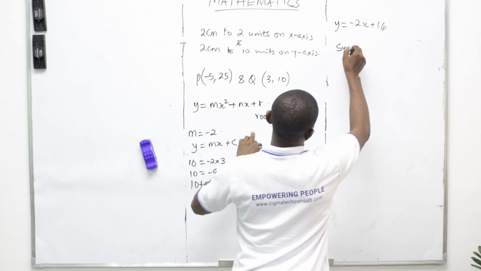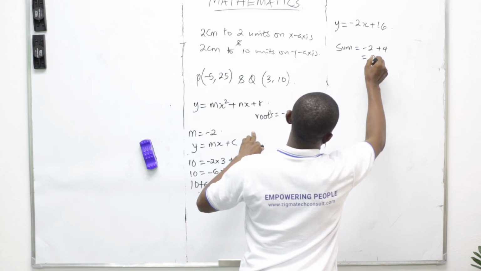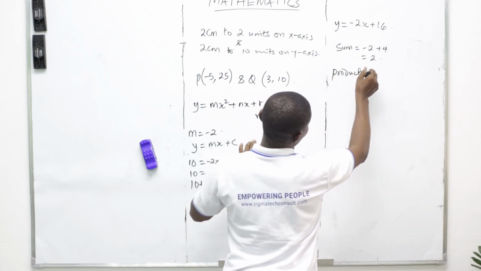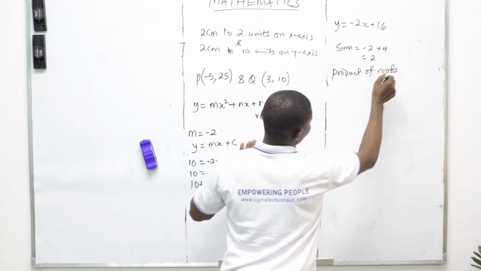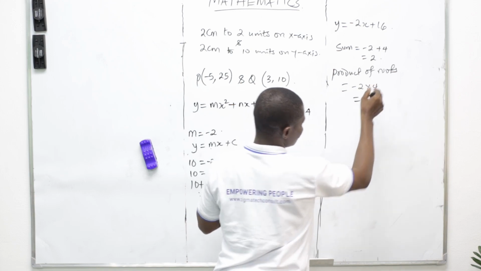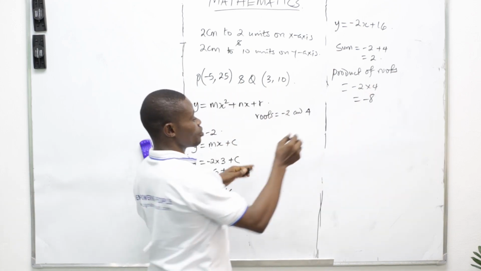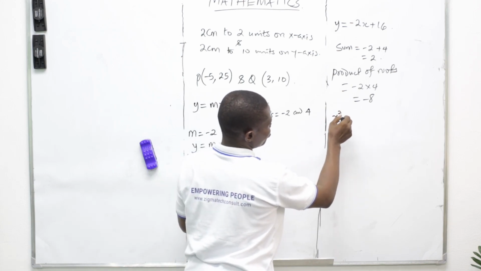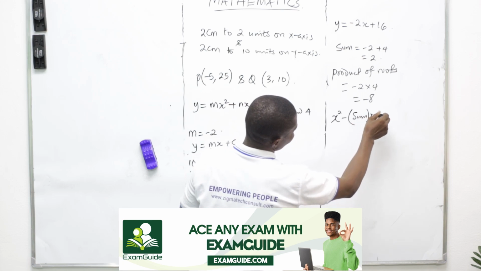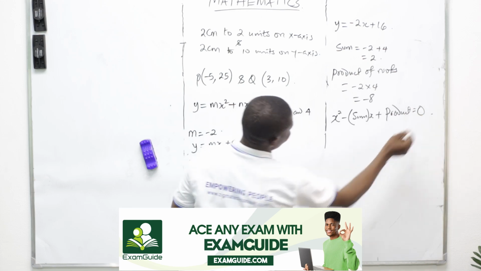Sum equals minus 2 plus 4. It will give us 2. The product of roots equals minus 2 times 4, that is minus 8, okay? This is the product of roots. To generate a quadratic equation, you know that x squared minus bracket sum into product, that's plus product, equals 0, okay?